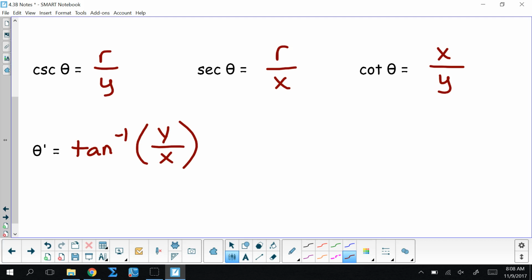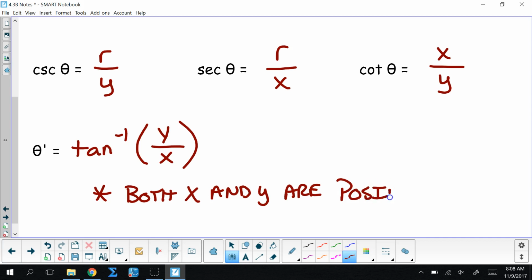Okay? The kicker is, because this is our reference angle, x and y are both positive. Okay? Because we're using it as our reference angle. So, like in that first example we did yesterday, we wouldn't use -5 there. We'd use +5. Absolute value of that, if you will. Okay? Right? And that finds you the reference angle.